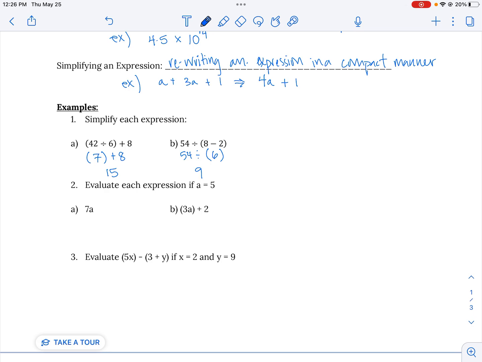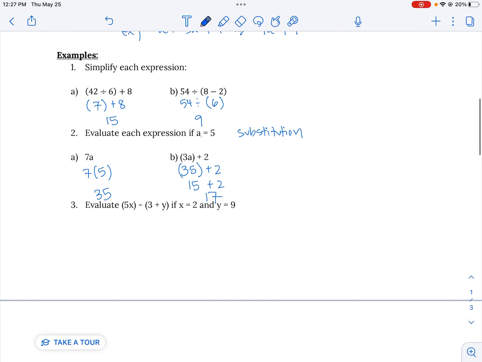Now, it's an evaluate, so I'm going to be doing some kind of substitution and replacement. So if a is equal to 5, everywhere I see a, I'm going to write a 5. So that operation shows multiplication, and 7 times 5 is 35. Inside the parentheses, it's really 3 times a, or in other words, 3 times 5. And so it's 15 plus 2, and that is 17.